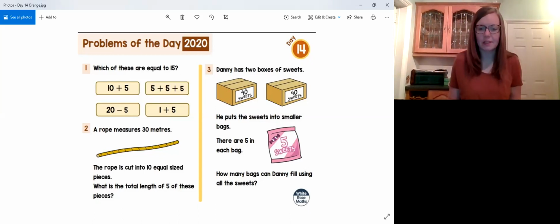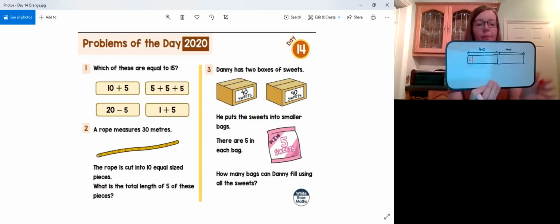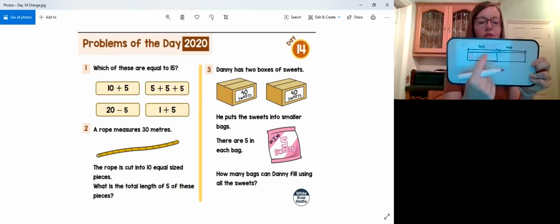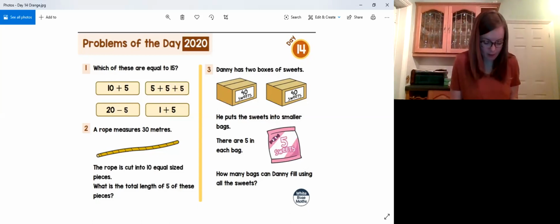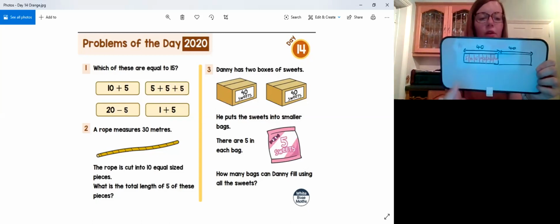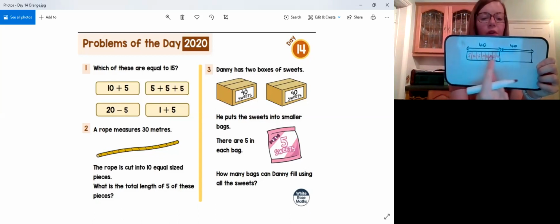Well, let's think about this. I'm not putting it into 5 groups. I'm putting it into groups that have 5 in it. So I could label up my bar with a block of 5. But I need to count in 5s as I go to make sure I stop at 40. So I'm going to have 5, 10, 15, 20, 25, 30, 35, 40. So now I've got my equal groups of 5.